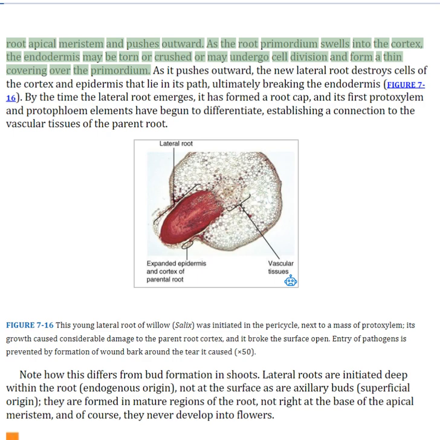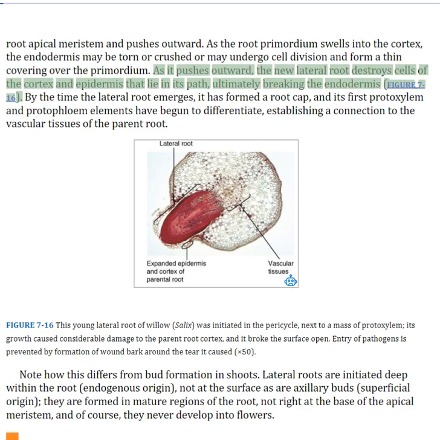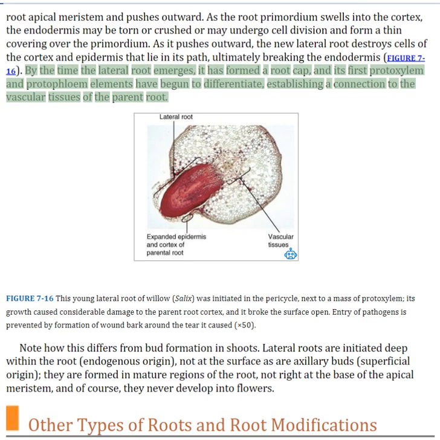As the root primordium swells into the cortex, the endodermis may be torn or crushed or may undergo cell division and form a thin covering over the primordium. As it pushes outward, the new lateral root destroys cells of the cortex and epidermis that lie in its path, ultimately breaking the endodermis. By the time the lateral root emerges, it has formed a root cap, and its first protoxylem and protofloem elements have begun to differentiate, establishing a connection to the vascular tissues of the parent root.